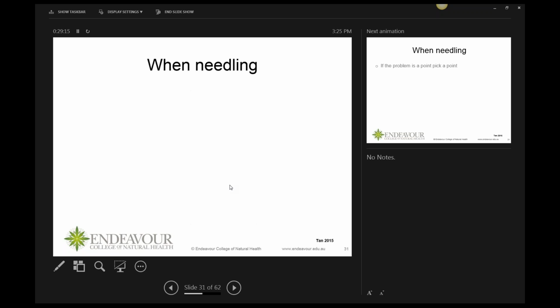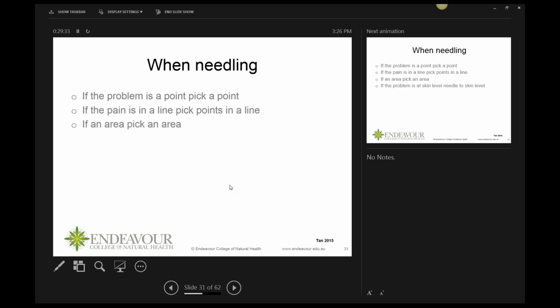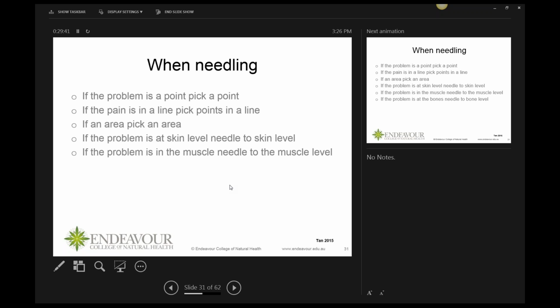So when needling, he had a couple of rules. If the pain or the problem is a point, you pick a point. If the pain is a line, you pick a line. So you put several needles in a line following the meridian or the channel or the area. If it's an area, pick an area. If the problem is at the skin level, needle to the skin level. Problems at the muscle, needle to the muscle level. Problems at the bone, needle to the bone, which I'm sure is not really a new concept to you. But again, his version is you don't do it locally, you do it on one of the balancing channels from those systems.